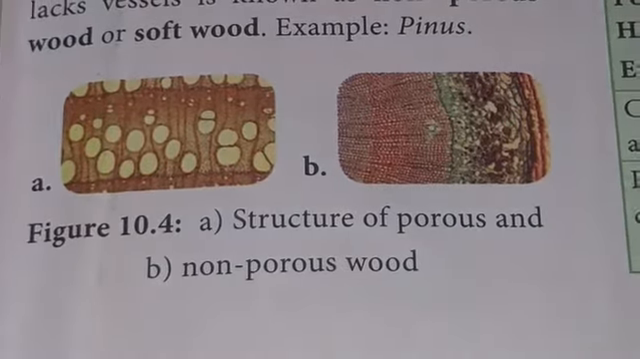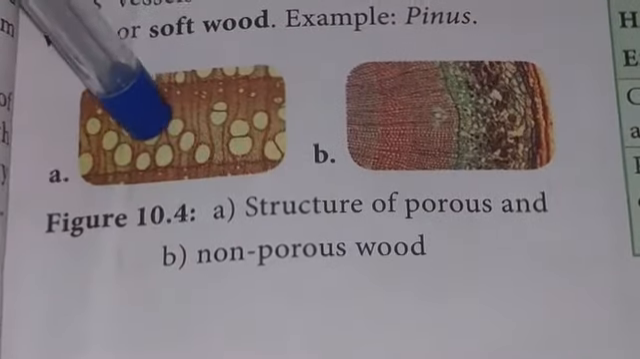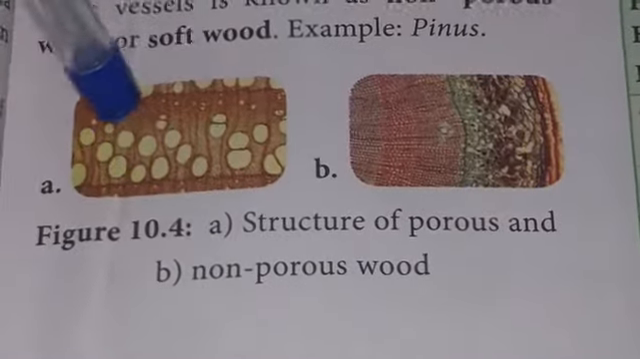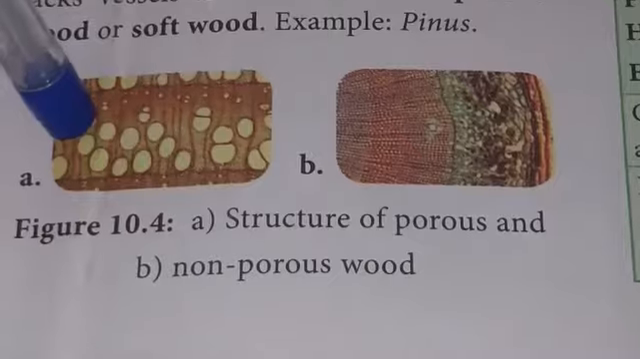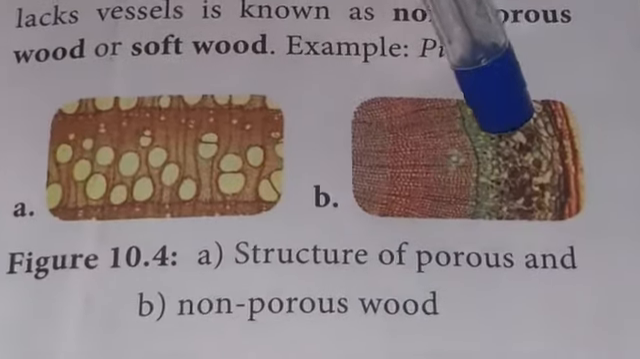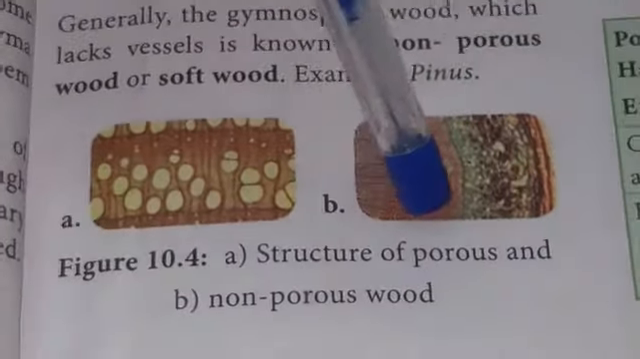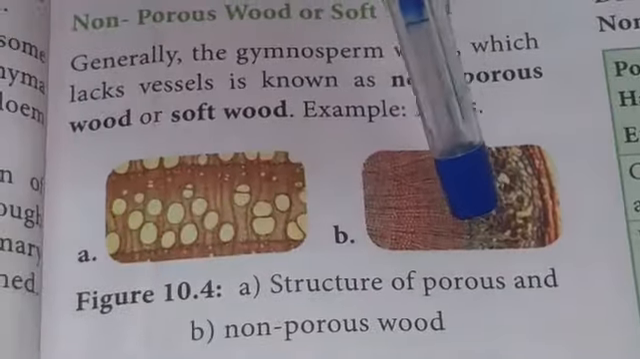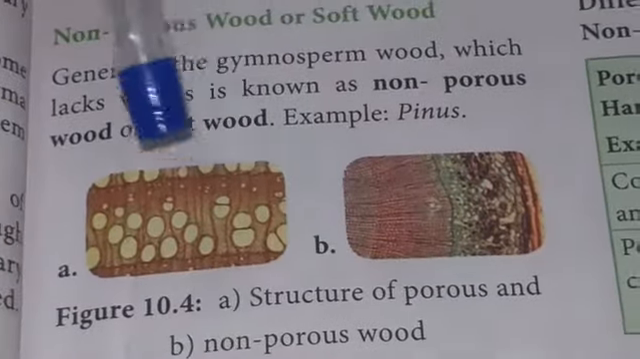Hardwood is also called porous wood. Porous means it possesses pores, so it is strong in nature compared to the non-porous wood. Non-porous wood does not contain any pores. It is also called softwood. First is porous wood or hardwood.